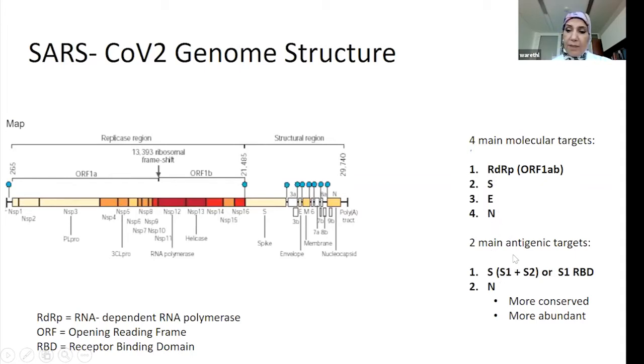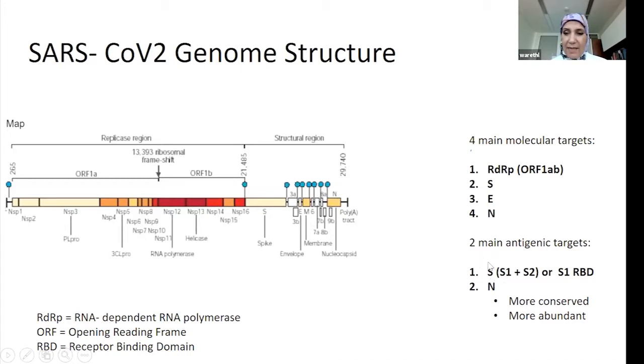There are two main antigenic targets against which antibodies can be developed, so again, to detect immunity or to detect seroconversion. So you can have antibodies against the S antigen, either the S1 and S2 combined, or S1 and the receptor binding domain, or towards the nucleocapsid, basically the N antigen. The N antigen can be more conserved amongst the coronaviruses and more abundant. So more assays are available directly towards the N antigen. So these are antibodies basically detecting the N antibodies, I should say.